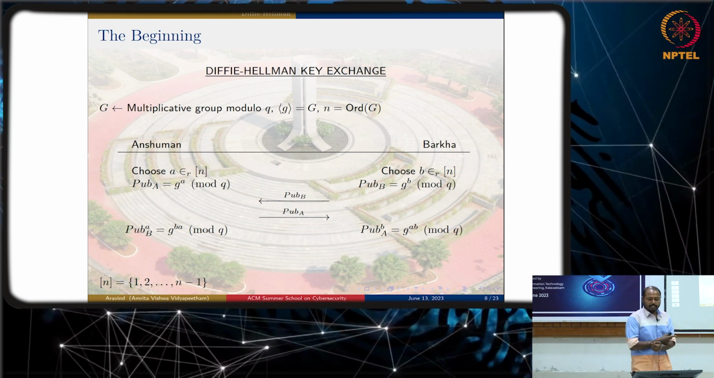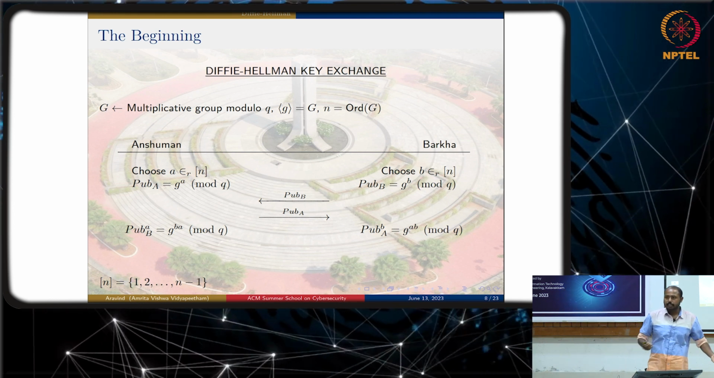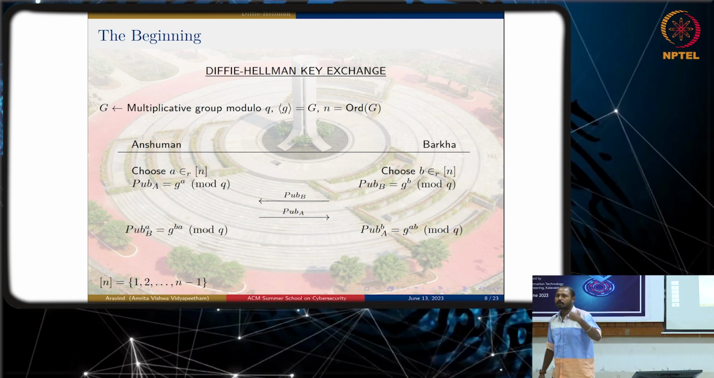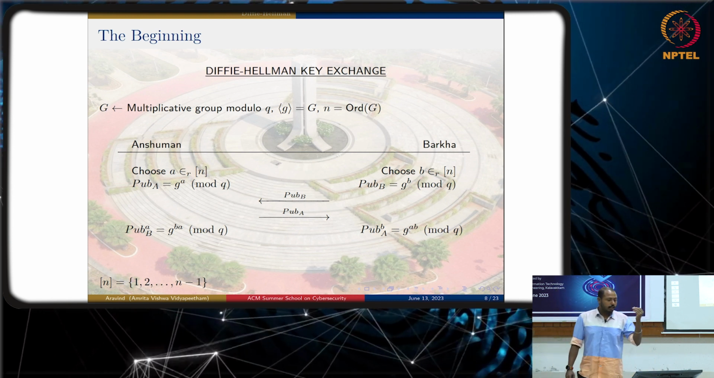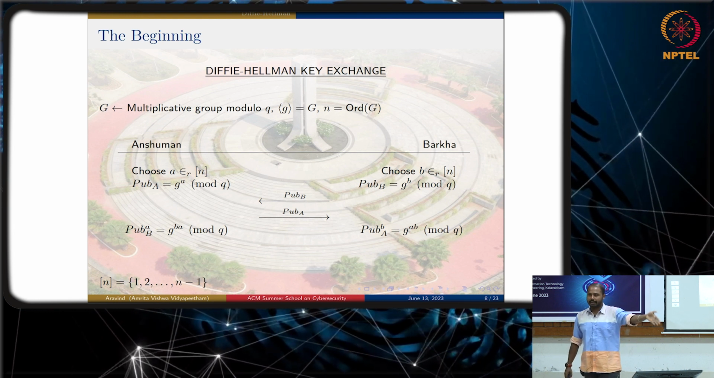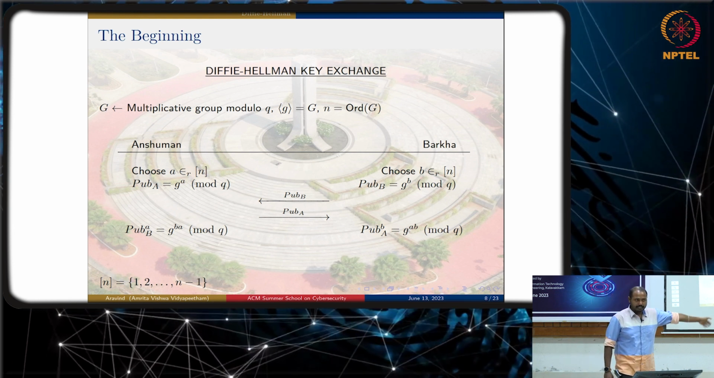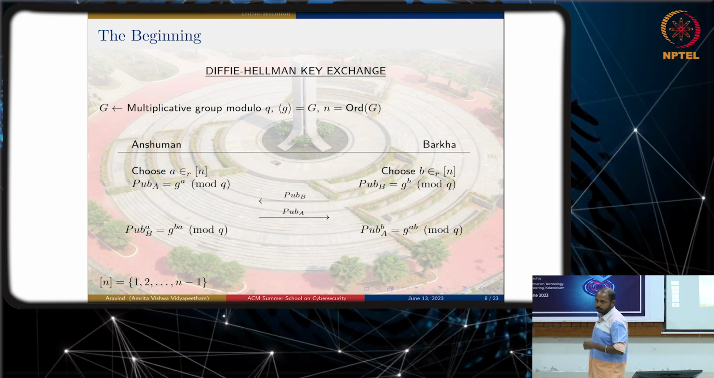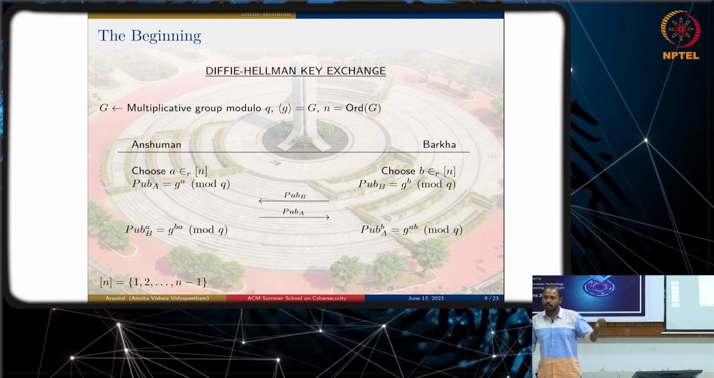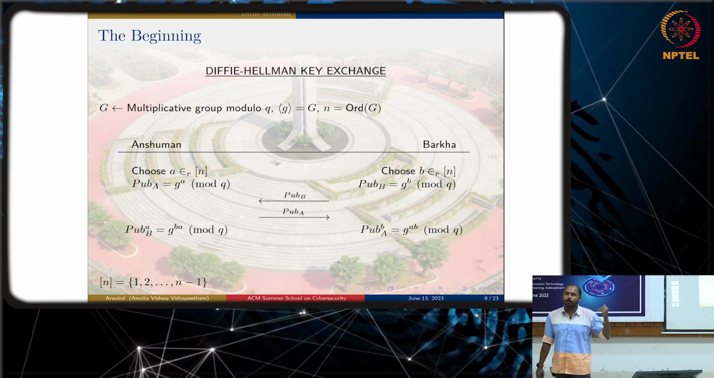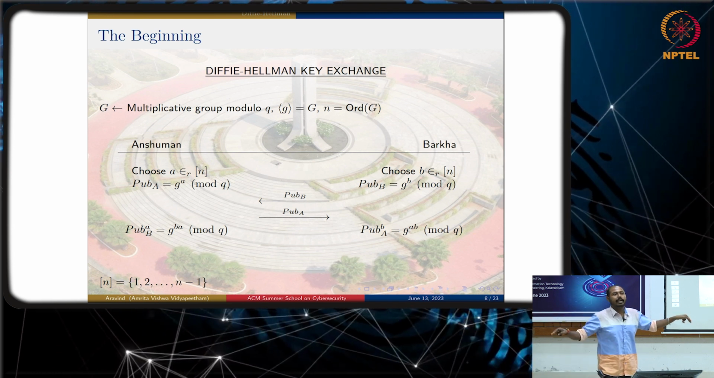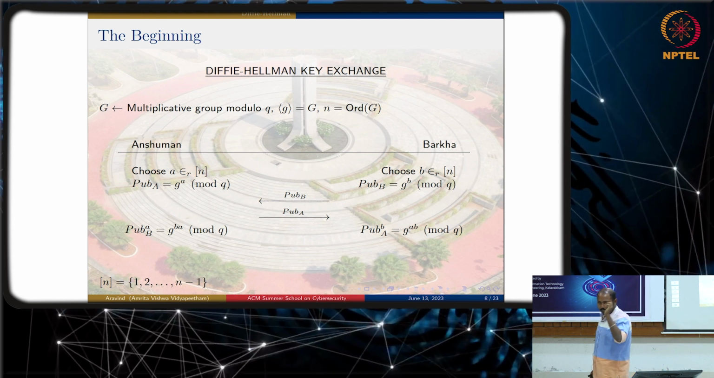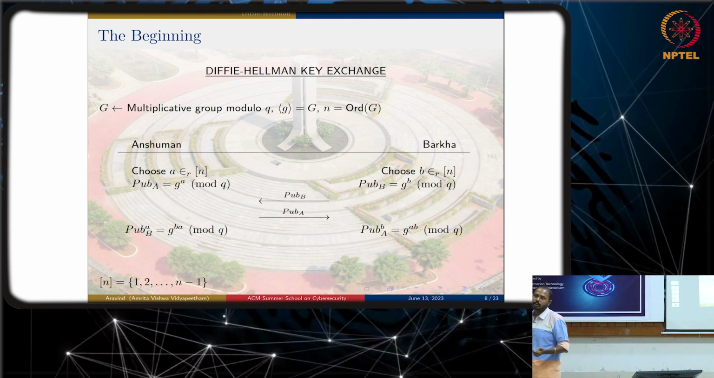They will be exchanging G power A and G power B with each other, and Anshuman will be computing the public key of Barkha to the power of his secret key, which is G power B the whole power A, that is G power AB. On the other side, Barkha will be computing the public key of A to the power of her secret key, which is G power A the whole power B, which is G power AB mod P again. They ended up getting the same thing. Got it? Without even knowing anything about their secrets, they ended up having a common thing.